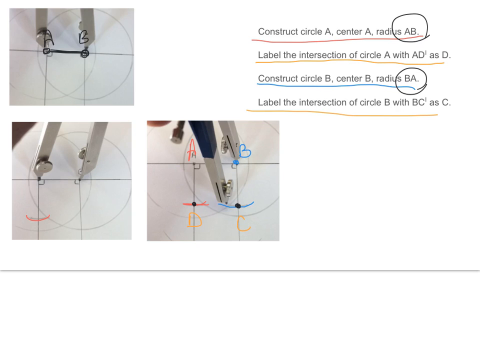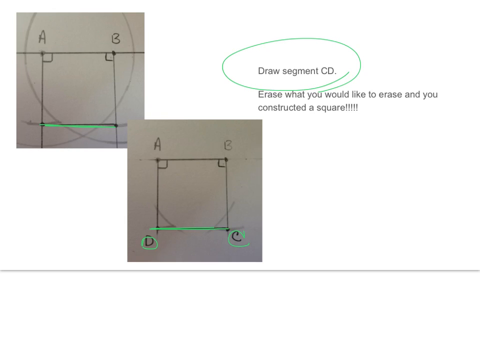Okay, and you see we just finished our square, so let's button it up. Draw segment CD. That's where our little circles intersected.